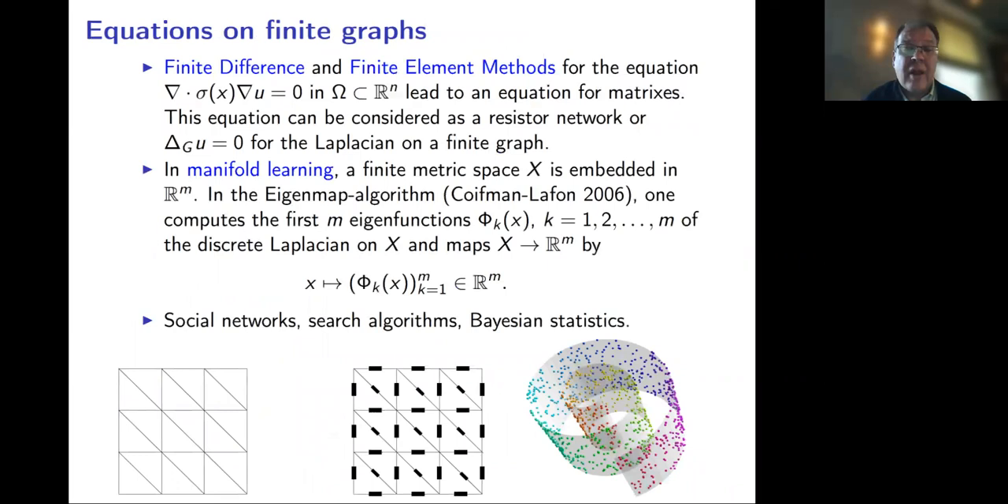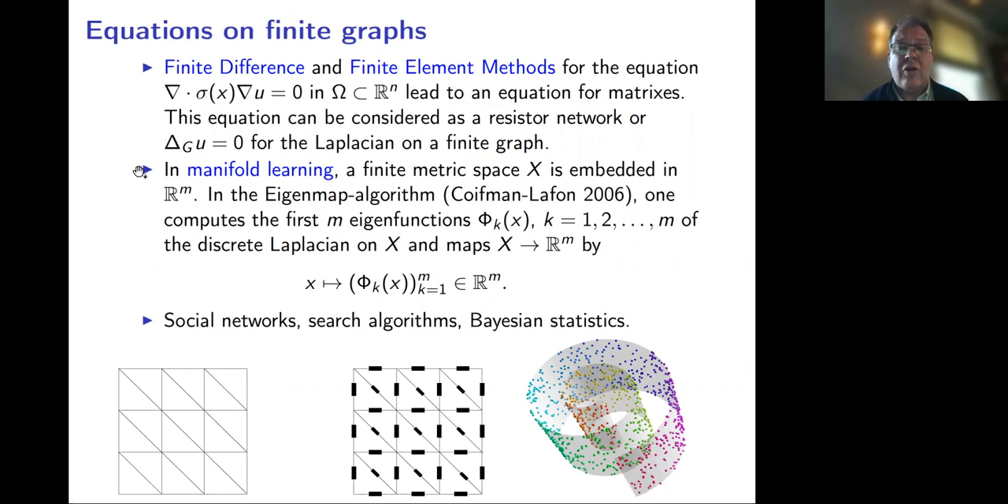If we discretize this equation, using either finite difference or finite element methods, then we are led to equations that are very close to Laplacians on finite graphs. For instance, if you consider steady state problems like the conductivity equation, then the finite difference or finite element approximations lead to a matrix equation that can be considered as a resistor network or a Laplacian on a graph. Also in manifold learning, the discrete Laplace operators appear.